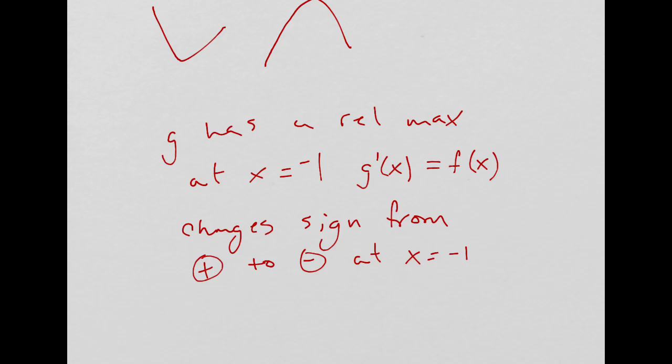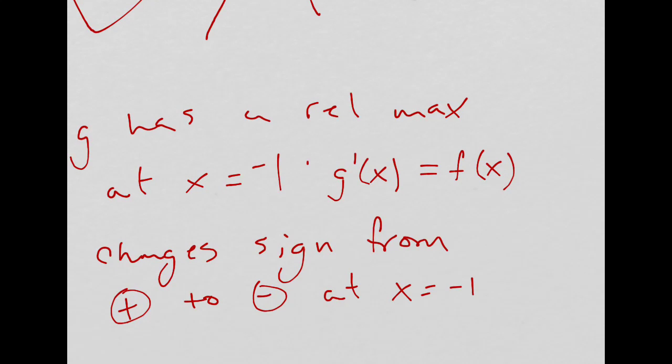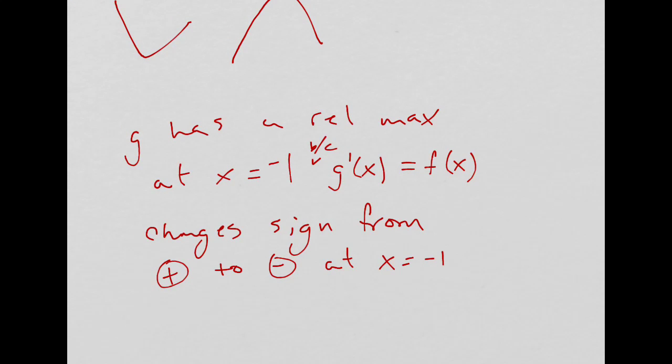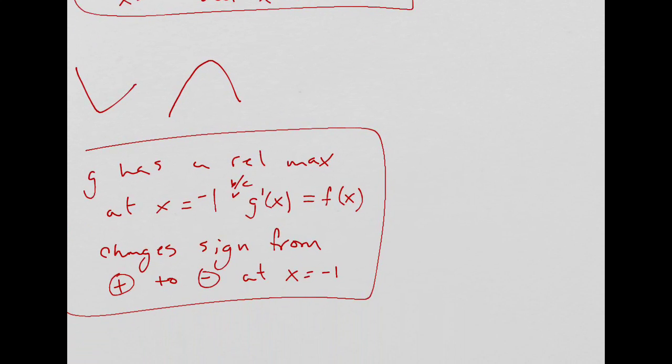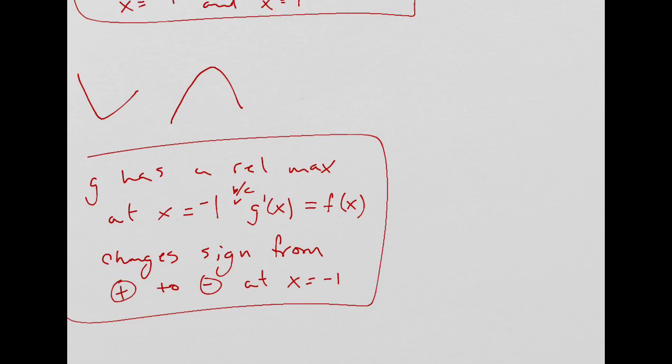I would write that better. At x equals -1, where's my because? I need a because in here. Because G prime of x, which equals f of x, changes sign from positive to negative at x equals -1. So that's part of my answer. You definitely need that justification, the changing from positive to negative.